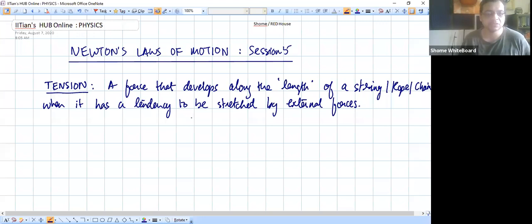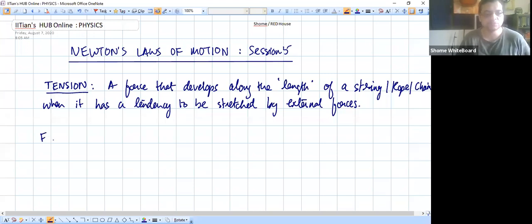Of course, at the molecular level, tension is nothing but an electromagnetic force, because it is because of intermolecular interaction. But at the mechanical or macroscopic level, we call that force tension. And like normal reaction, it's a self-adjusting force. So let's understand this with a few examples.